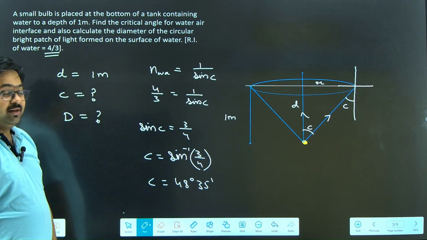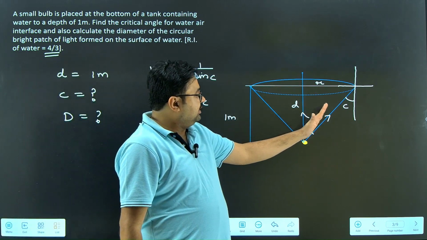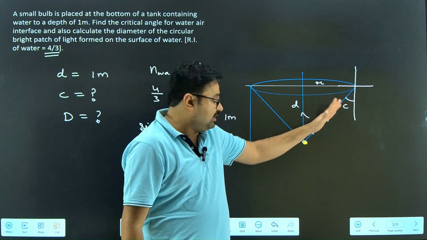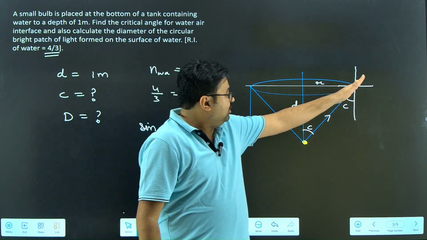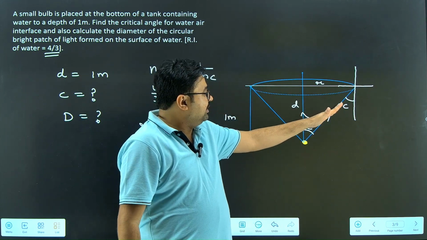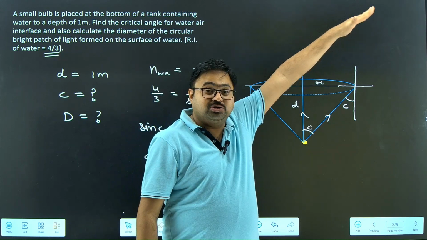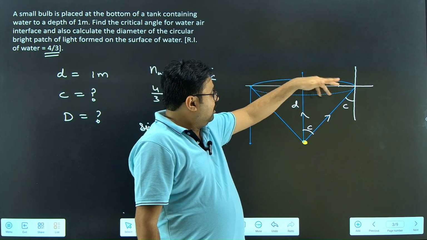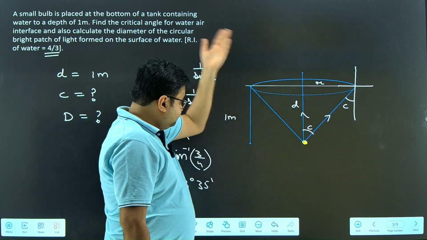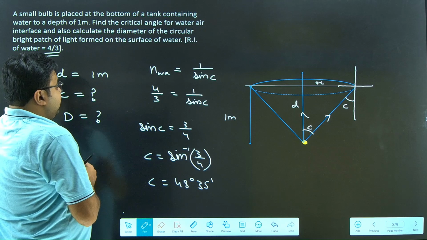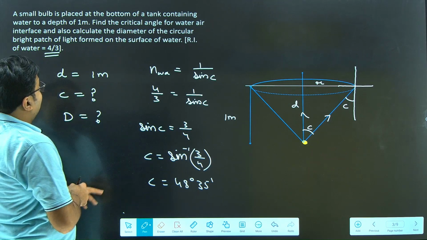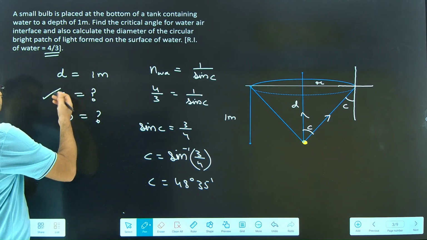That's the critical angle. So any ray of light that is incident at an angle of incidence greater than 48 degree 35 minutes will undergo total internal reflection. Any ray that is at an angle of incidence less than that will go outside water to the air. Now, having said that, I think we have found the first thing, which is the critical angle.